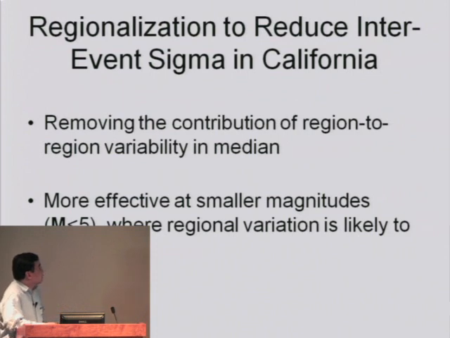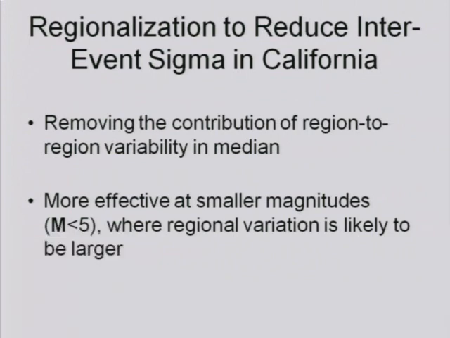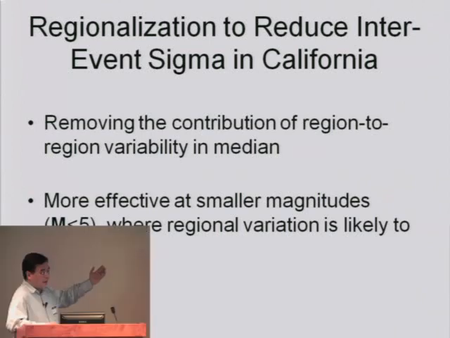Now, the second issue I'm going to talk about is regionalization as a way to reduce inter-event sigma in California. The reason the inter-event sigma can be reduced is that by regionalization, we remove the systematic region-to-region variability in the median. This approach is most effective for small magnitudes, where the regional variation is likely to be larger.